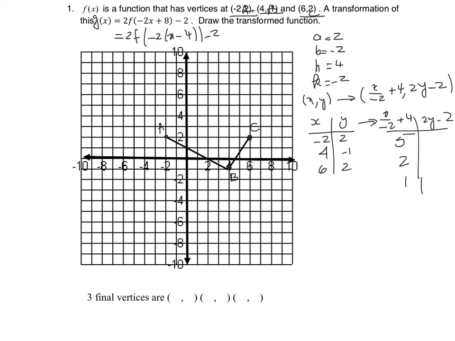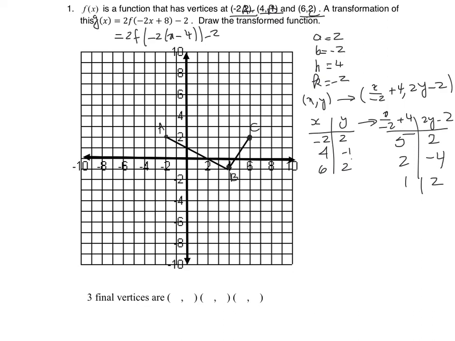Now I'm going to sub the y values. If y is 2, 2 times 2 is 4 minus 2 is 2. If y is negative 1, negative 1 times 2 is negative 2 minus 2 is negative 4. If y is 2, 2 times 2 is 4 minus 2 is 2. So these are the new coordinates of the points. So 5 and 2.